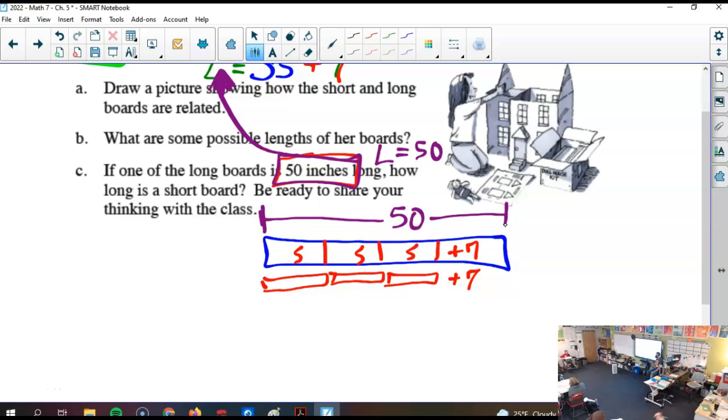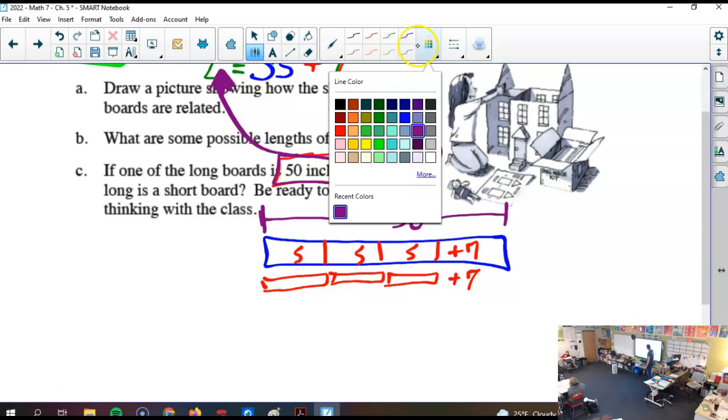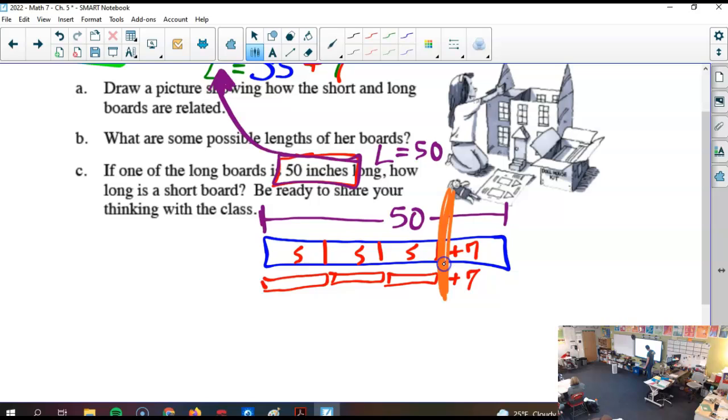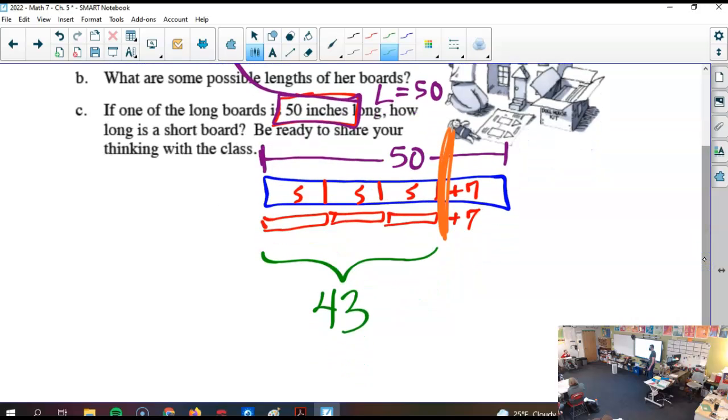What could I cut off of the longboard to make it a bit easier to talk about, Peyton? 7. The 7. I can chop this off. Get out of here, 7. So if I subtract 7 from it, now my 3 short boards are how long? 43. And then, because we have 3 short boards, the math we're actually doing is 3S equals 43. And then, exactly what somebody shouted out, we divide by 3 on both sides.